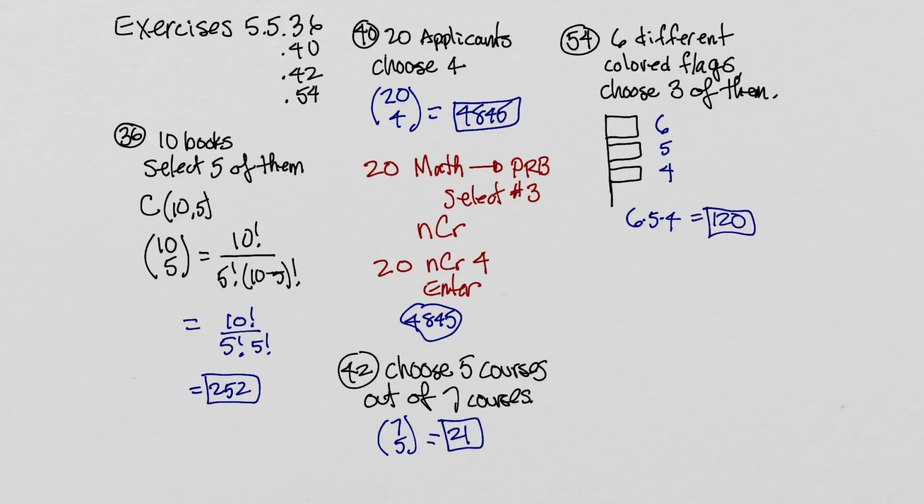Or if you just want to think of it this way, we have a permutation, an arrangement of 6 objects taken 3 at a time, and that's still that 120.